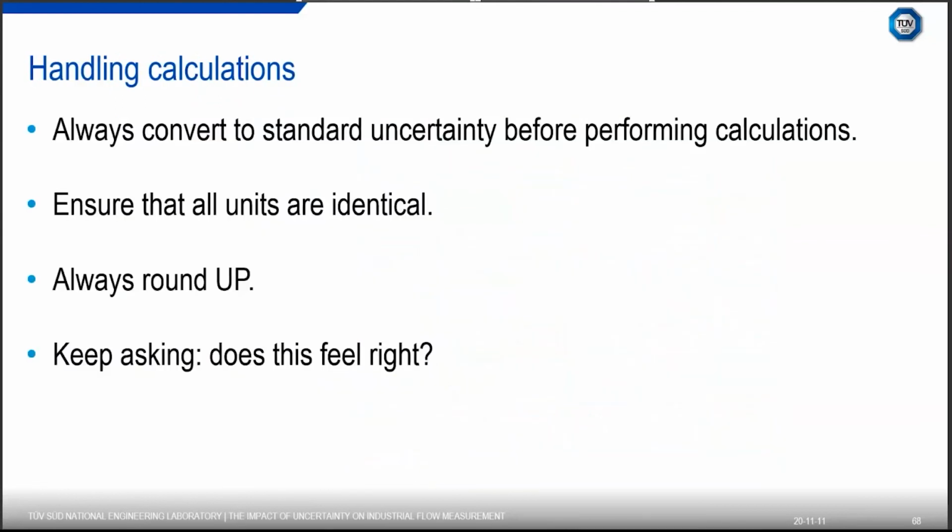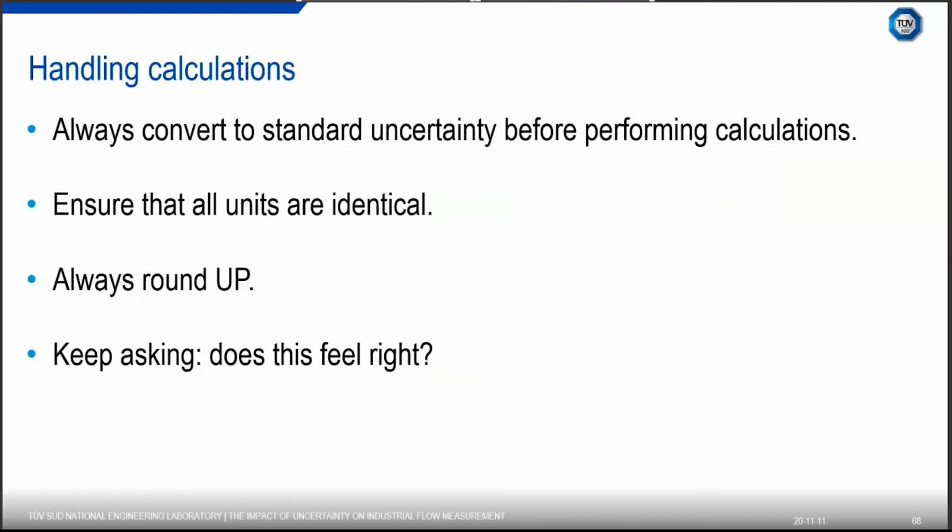So just a summary on handling uncertainty calculations. Always convert to standard uncertainty before performing your calculations. Ensure that all your units are identical, by converting your standard uncertainties in the units they currently are and applying the appropriate sensitivity coefficient. Always round up and keep asking, one of the best judges in this is asking whether this feels right. Does the value that you've calculated look about right for what you think the uncertainty would be?